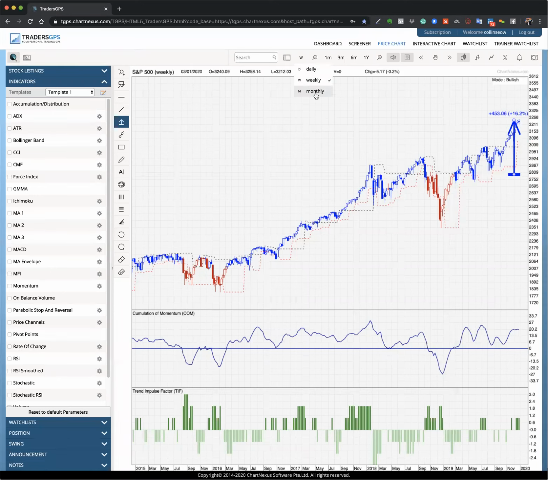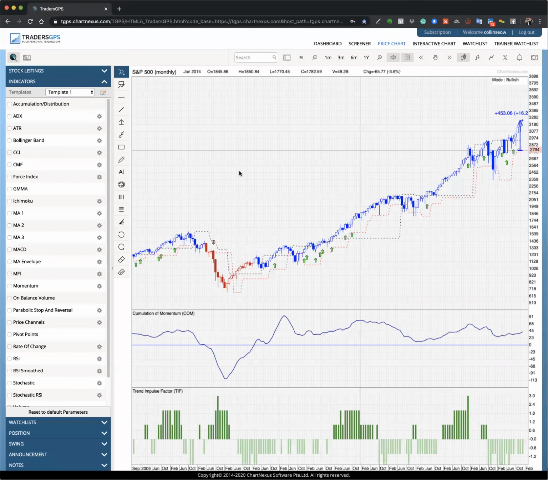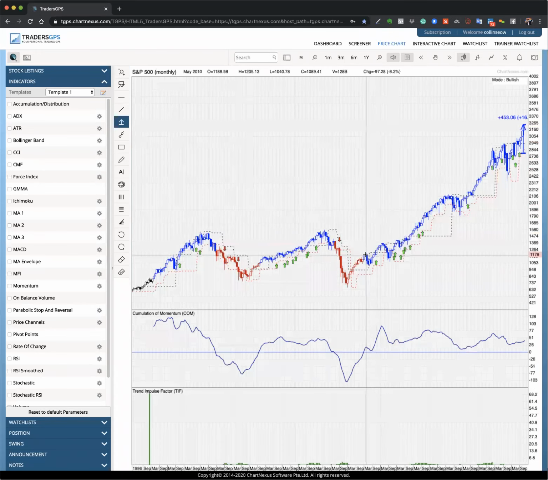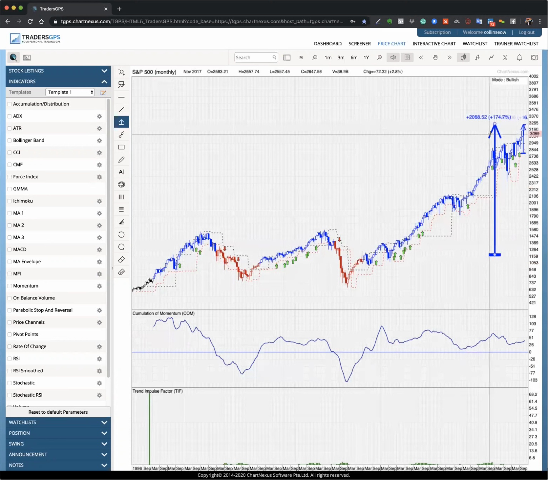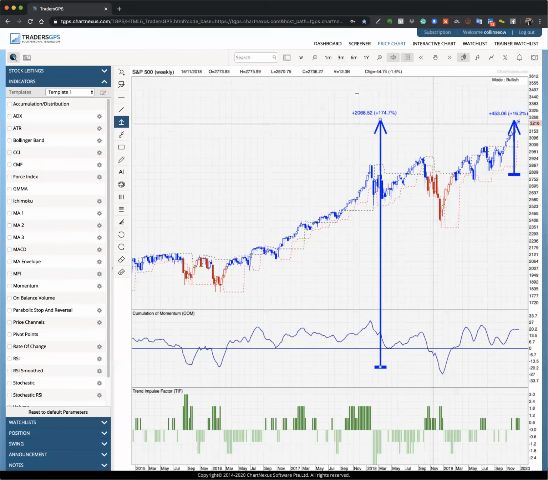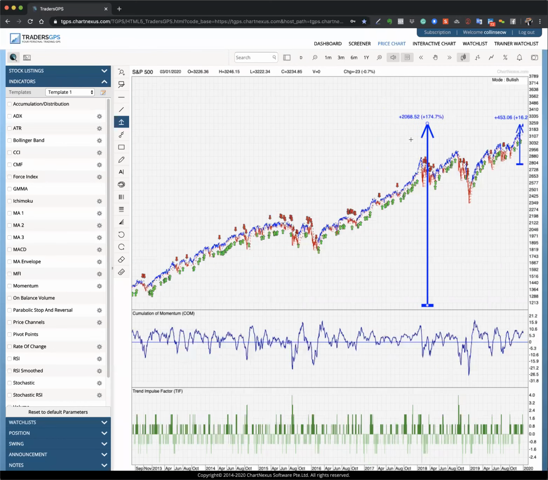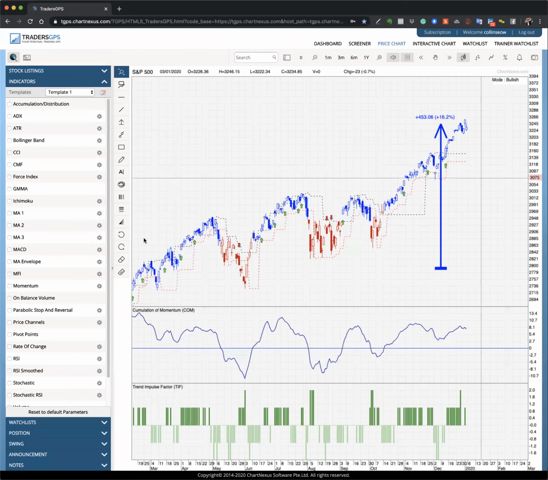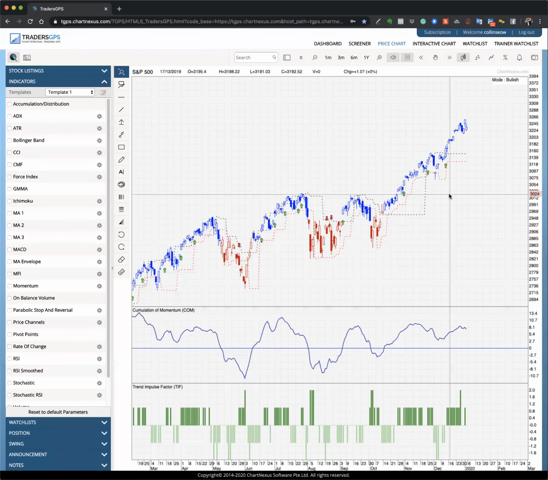For monthly trade, it is longer term, like 9 years. This one is like 174%. This is if you want a very long term investment, then you look at the monthly chart trade. Then weekly charts, and lastly daily charts. Daily charts for Trader GPS is about 6 months, a holding period of usually up to 6 months.